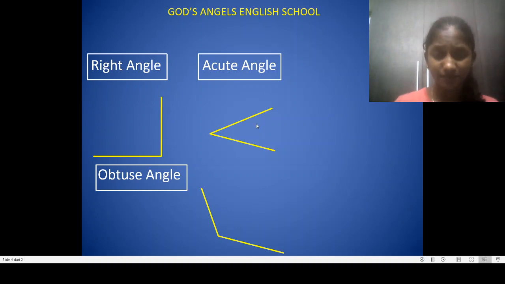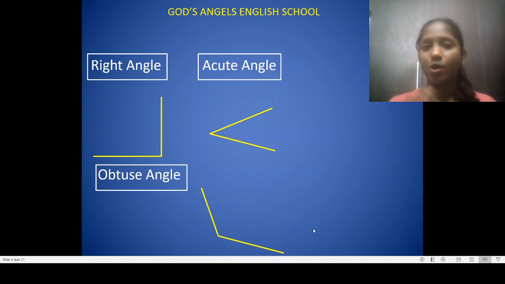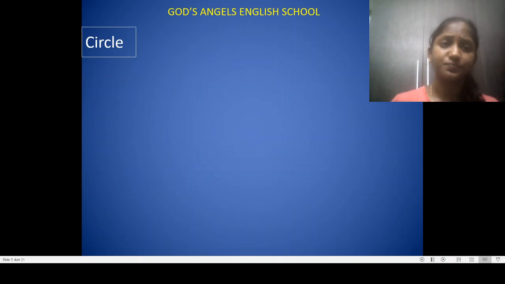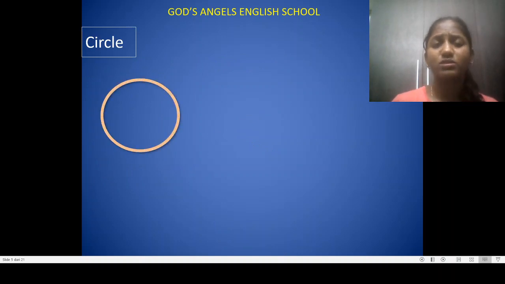And you have seen these symbols in your third standard maths chapter, lesser than and bigger than sign. And this is the obtuse angle. Obtuse angle is a very big angle, acute angle is a very small angle, and right angle is a perfect angle.